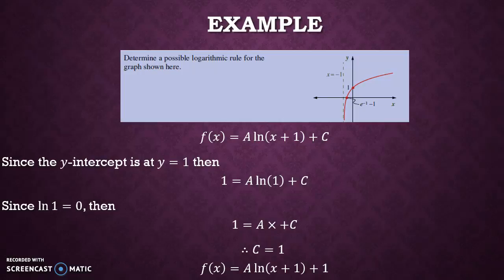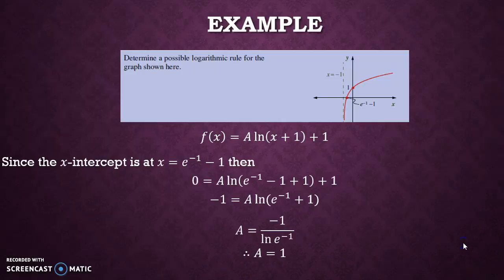I should just try and get my pen working. That should read log times 0. So now we've got our updated function here, with our c value of 1. We just need to work out this a value.